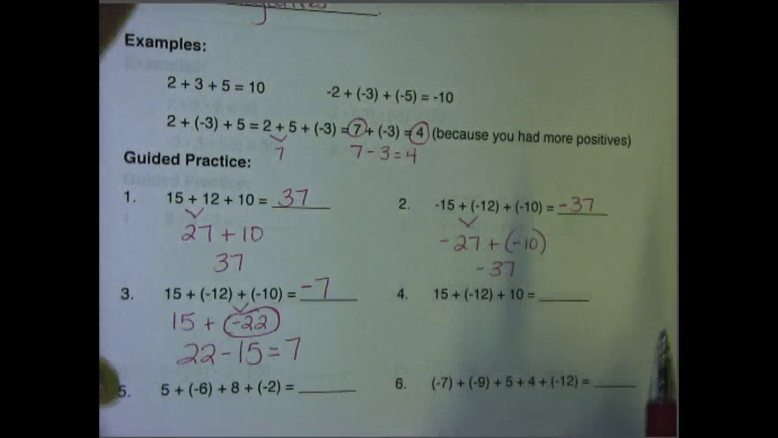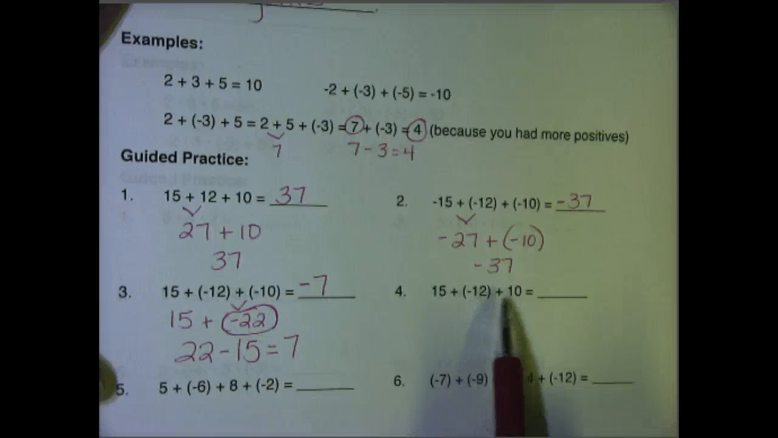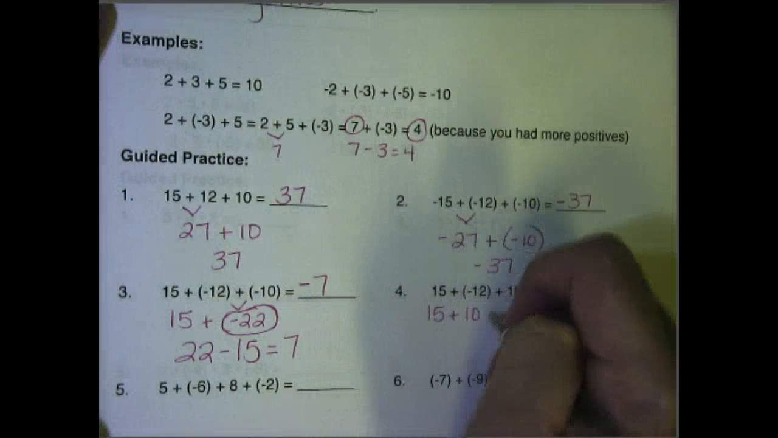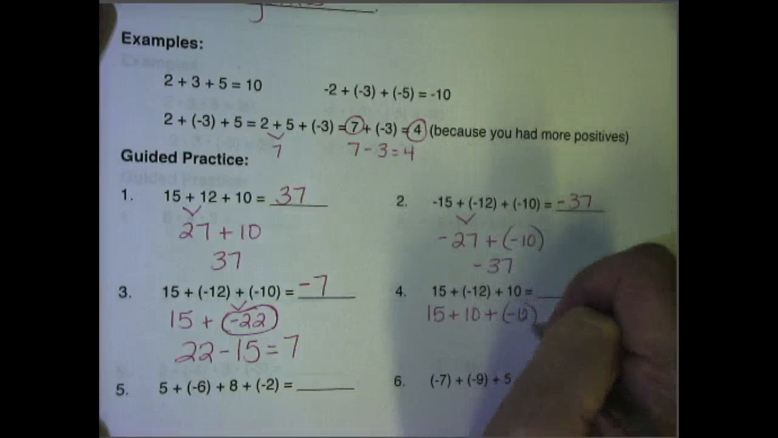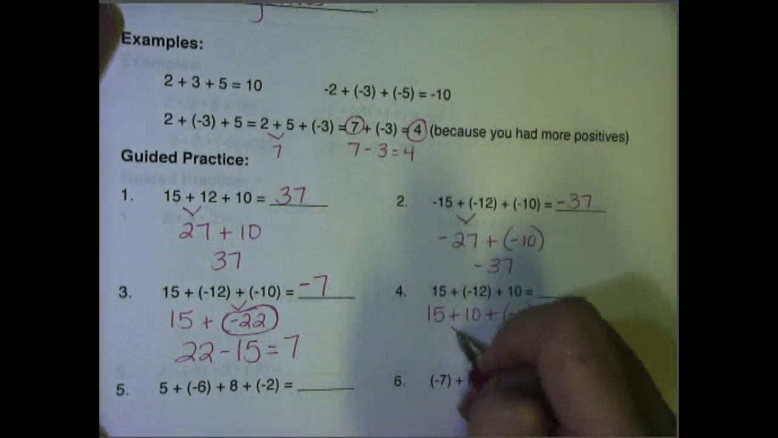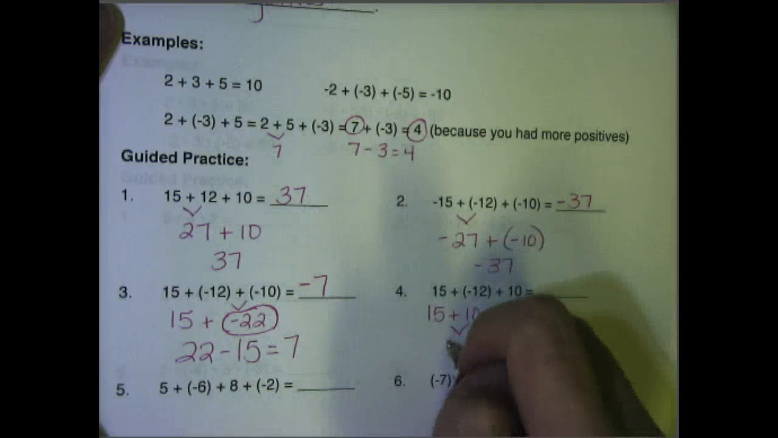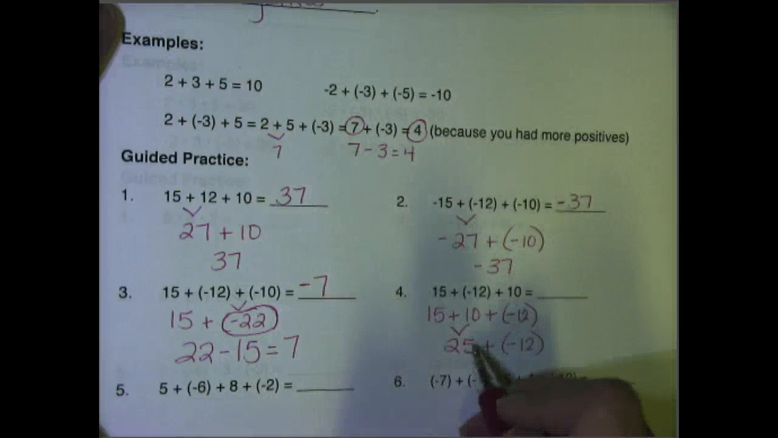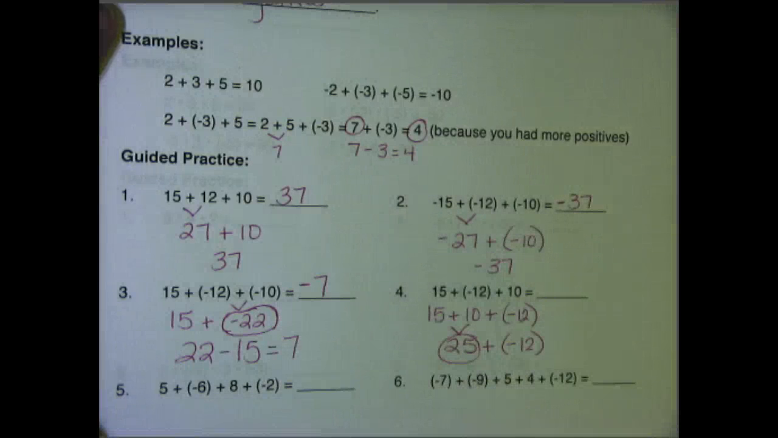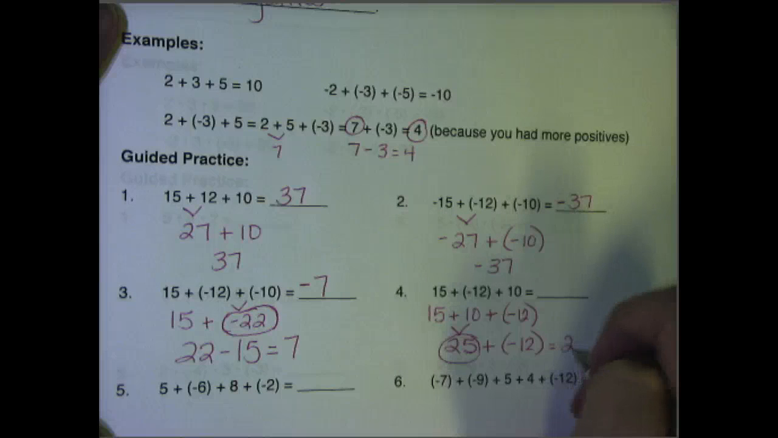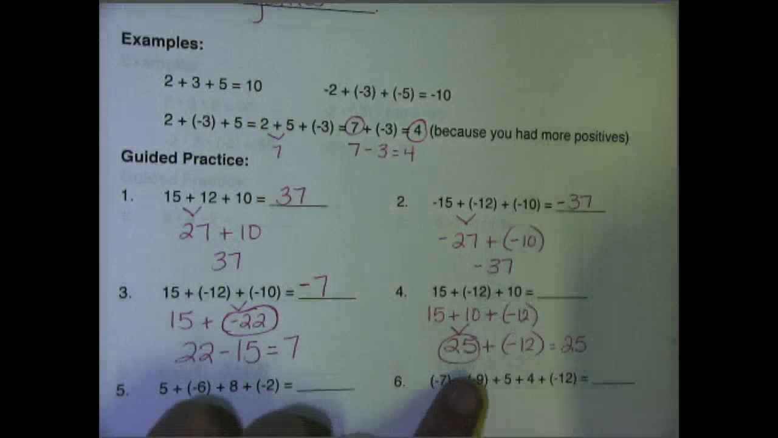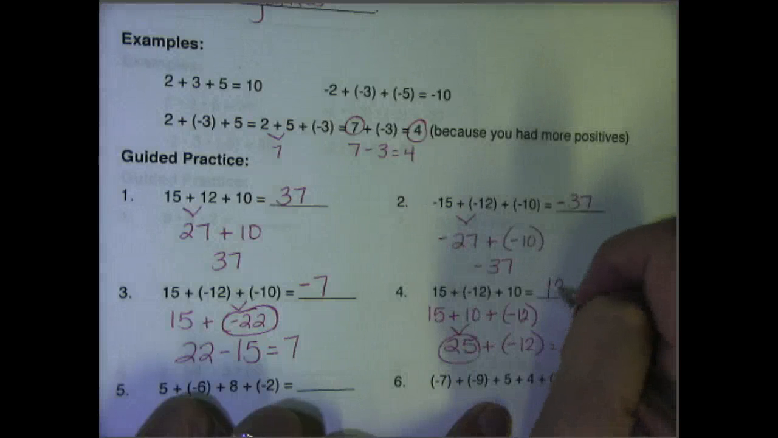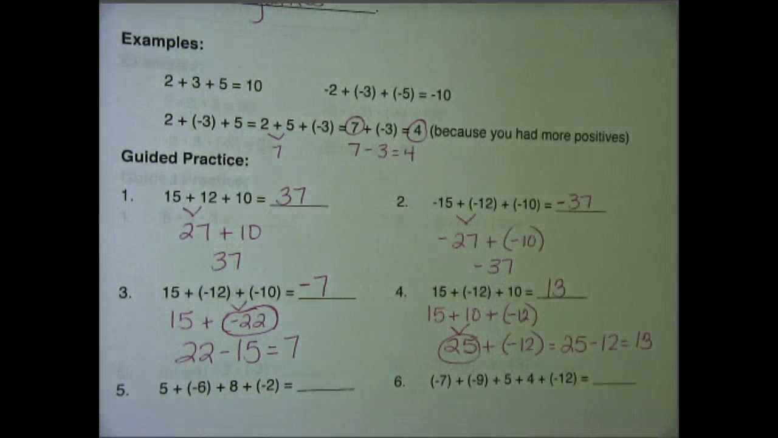Let's look at number 4. 15 plus negative 12 plus 10. Let's put our positives and negatives together. We'll go ahead and add our 2 positives. 15 plus 10 is 25, plus negative 12. This time I have more positives, so my answer will be positive, but I need to subtract because I'm adding different signs. So 25 minus 12 equals 13. My answer is positive, so positive 13.